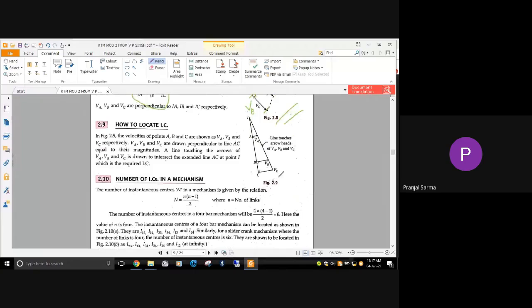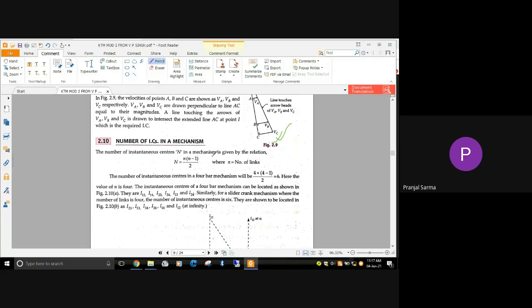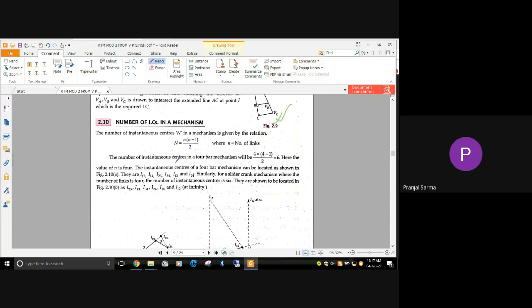Similarly, we are showing here how we locate it. Using this value we get the VA value, VB value, or VC value, and the direction, which is perpendicular. After that you can complete this triangle also, no problem. Up to this point I believe it's understood how we can use the concept of instantaneous center for determining the velocity. The main concept is we should be able to locate the instantaneous center, and how to locate it is what we are going to discuss.